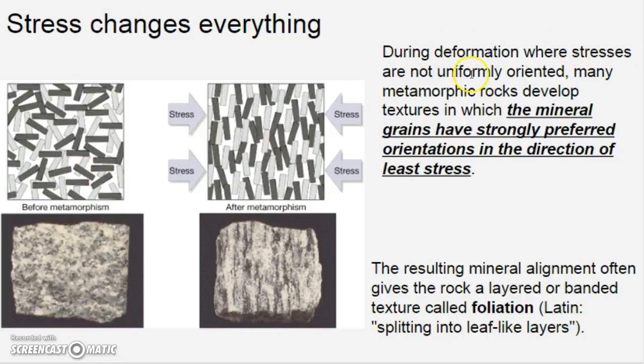During deformation, where stresses are not uniformly oriented, many metamorphic rocks develop textures in which the mineral grains have strongly preferred orientations in the direction of the least stress. The resulting mineral alignment often gives the rock a layered or a banded texture called a foliation. It's Latin for splitting into leaf-like layers. So differential stress is going to align these minerals into this area that we call foliation.